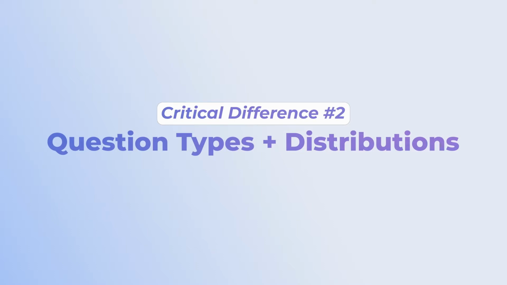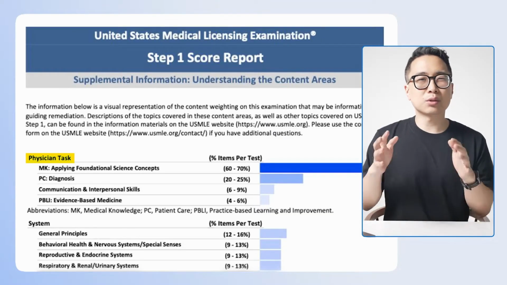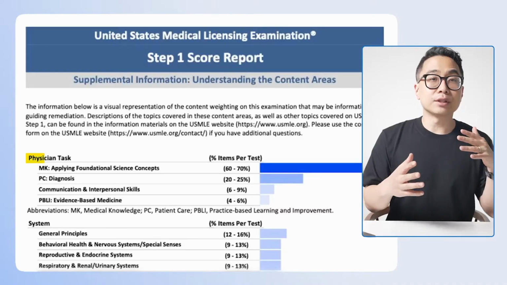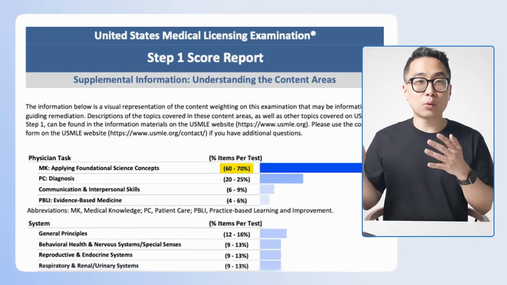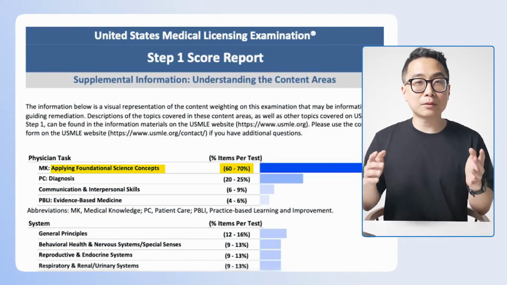The second big difference is about question types and question distributions. One of the biggest differences is in what they call the physician task. And so there's obviously different ways that you can slice and dice the test, right? They've got physician task, and then they've got system, and then they've got discipline. So I think one of the most instructive ways to look at the exam is to look at the physician task. And so on step one, 60 to 70% of the questions are what we call applying foundational science concepts.